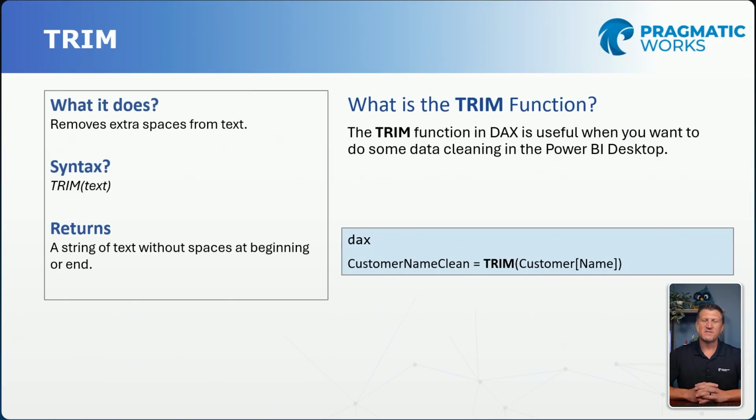We're on the trim function. The trim function removes extra spaces from text. The syntax is trim, followed by the text you want to remove spaces from. And the return is a string of text without spaces at the beginning or end.